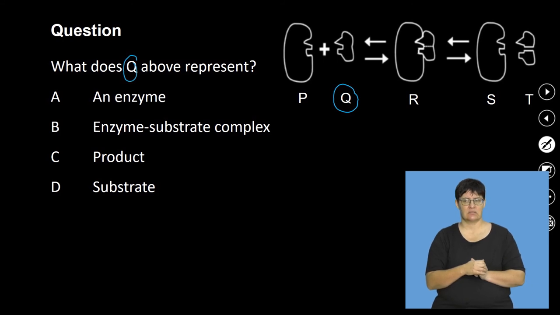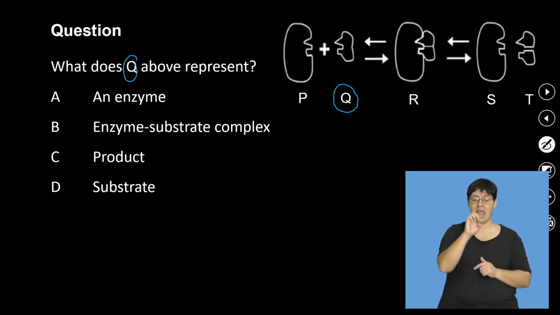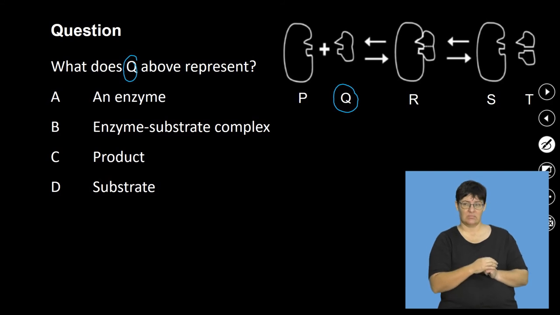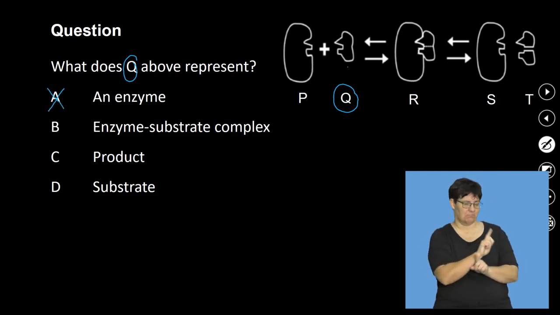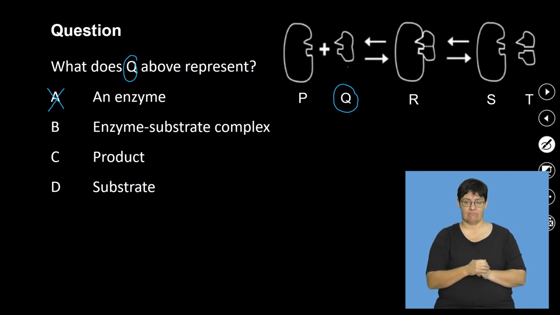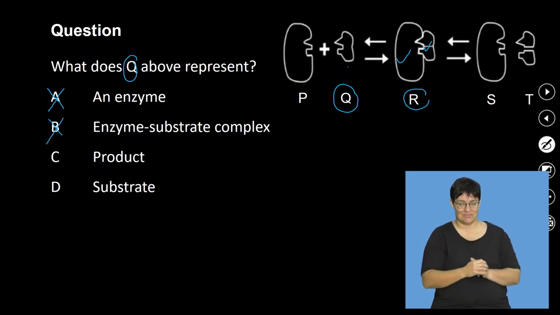Now, number A says it's an enzyme. If we have a look, an enzyme doesn't change shape, and if we have a look at Q, it changes shape. So no, it's not going to be A. Number B says it's the enzyme substrate complex. Where's the enzyme? Here. Where's the substrate? Here. So it's going to be R. That is definitely not Q. So number B is not going to be my answer.